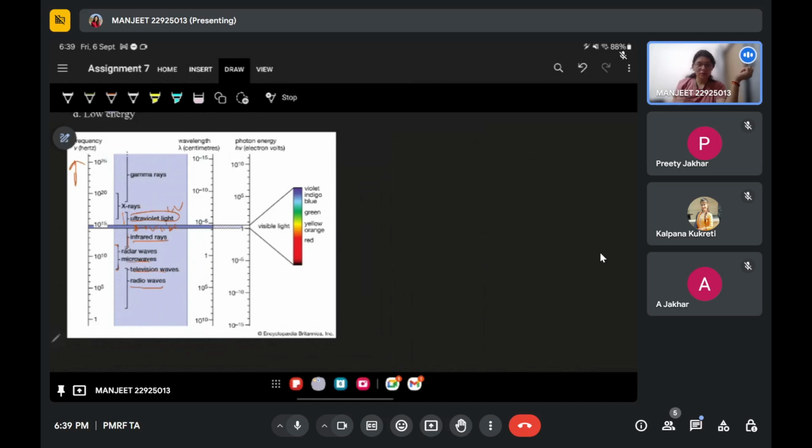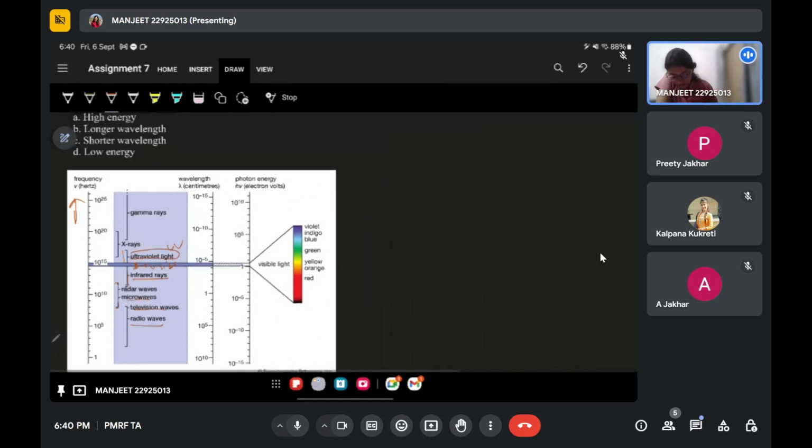Frequency is inversely proportional to wavelength. So gamma rays have the higher frequency, so they also have the shortest wavelength. Then in the order, X-rays come next, then UV waves, then visible, then infrared, radar waves, microwaves, and the radio waves. Frequency is also related to energy, so gamma rays have the highest photon energy, then X-rays, ultraviolet, then visible, then infrared, then microwaves, television, and radio waves.